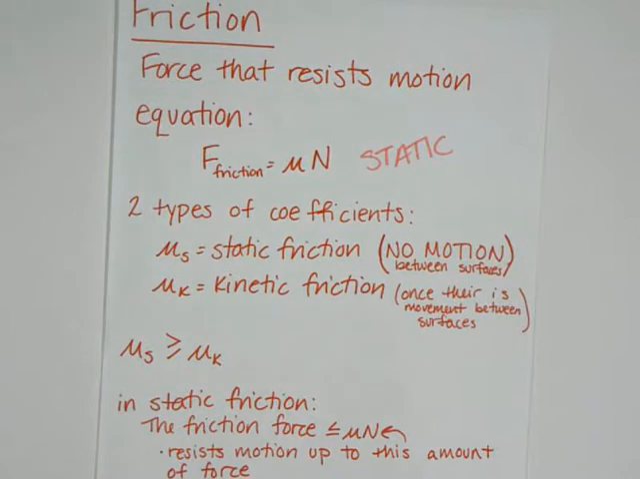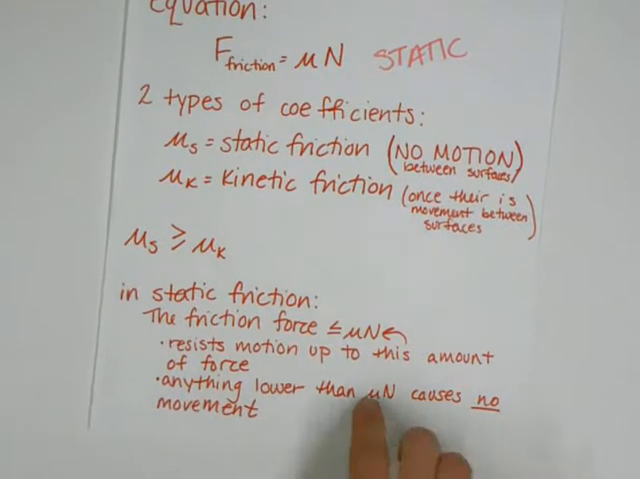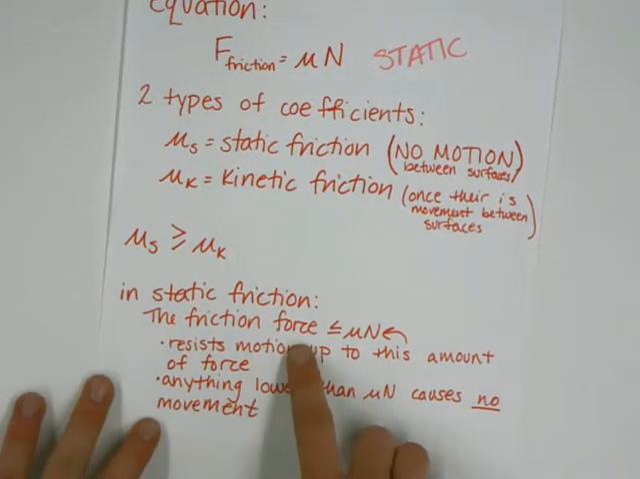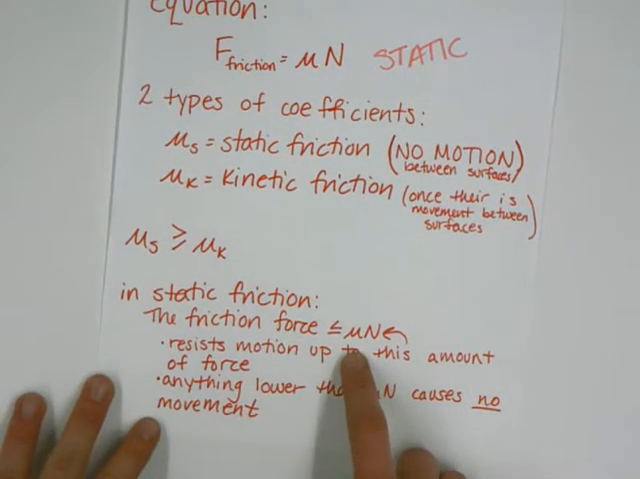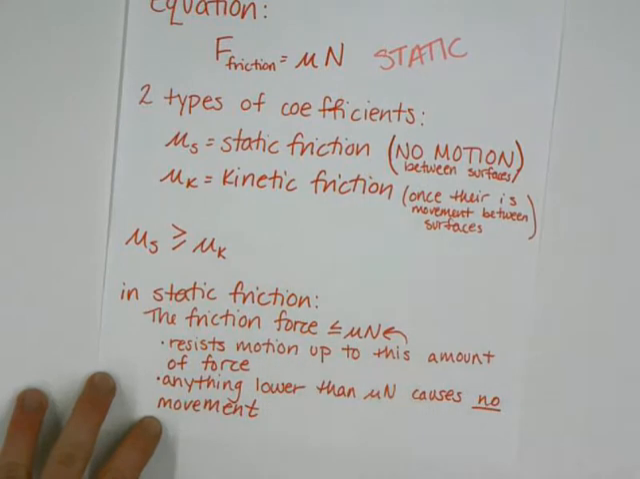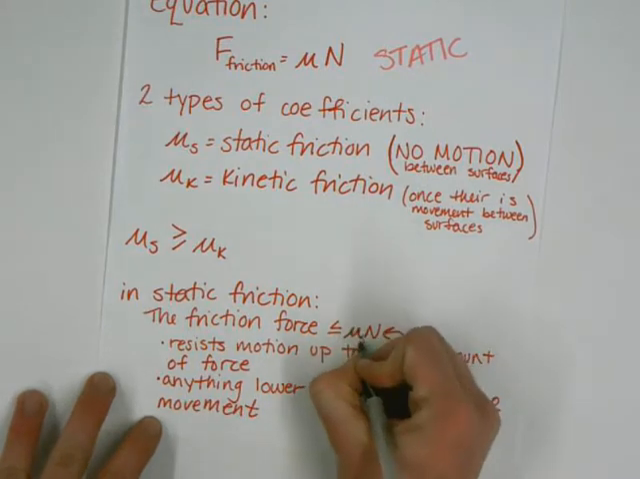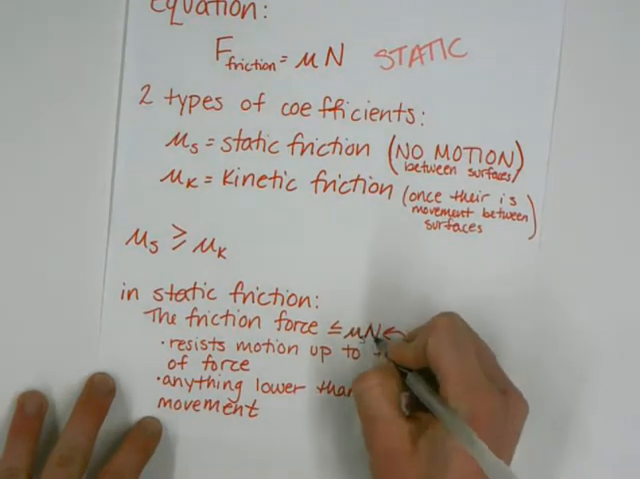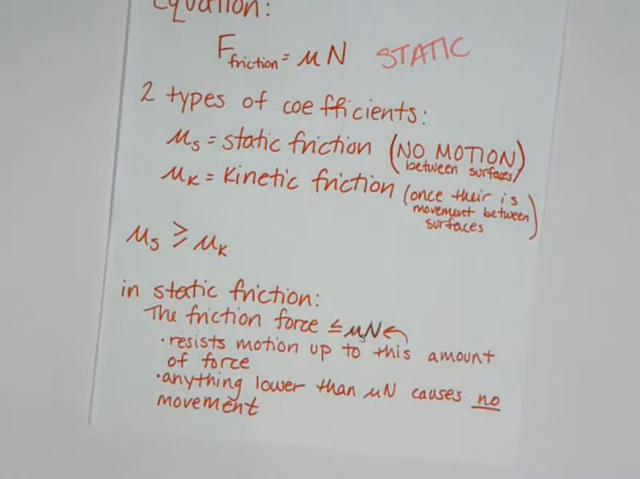And that's why the frictional force of static friction is less than or equal to the coefficient of static friction, mu of s, times the normal. And that means that it resists motion up to this amount of force, and anything lower than the coefficient times the normal causes no movement.